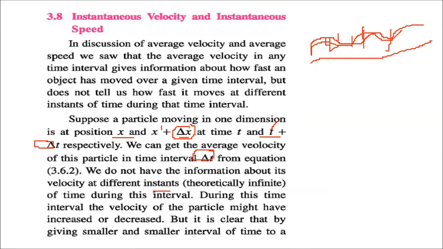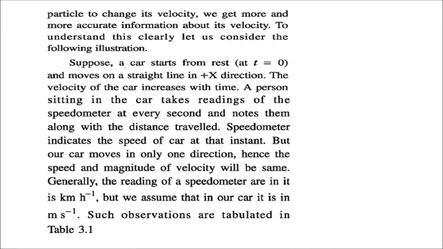During this interval, the velocity of the particle might have increased or decreased, but how do we know this? We want smaller and smaller time intervals, not this type of interval, but a very small interval. As we go to a very short time, we get more and more information about the velocity at that time. So let us see an illustration to understand what is going on.